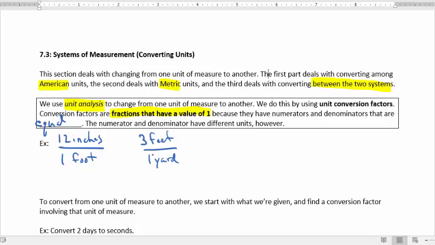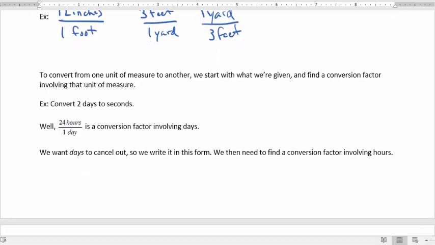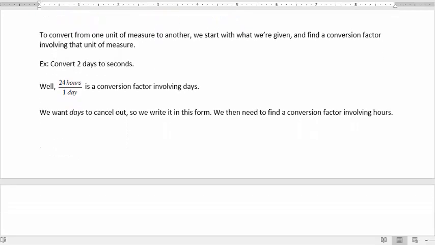And of course, any conversion factor can be used in the inverted form also, right? So 3 feet over 1 yard could also be written as 1 yard over 3 feet, right? I just interchanged the numerator and denominator there, but it's the same conversion factor. So all these are equal to 1 because the numerator and denominator are equal. So the idea is to convert from one unit of measure to another, you're going to start with what you're given and then find a conversion factor involving that unit of measure.